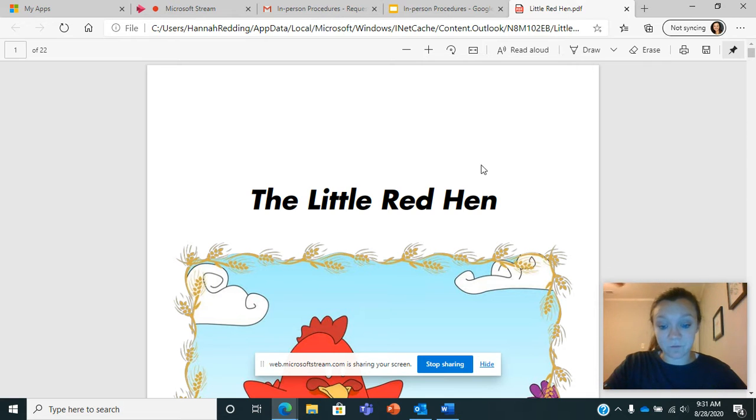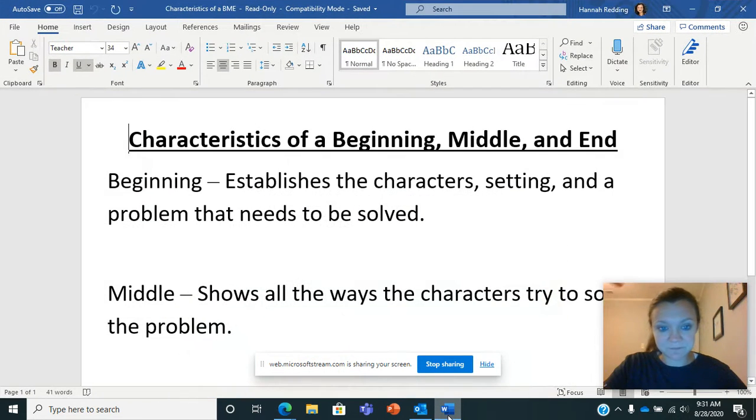Let's take a look at one of our charts. This page is going to tell us what things you can learn when you're reading a story in the beginning, the middle, and the end. So, here it says beginning. Read that word with me, class. Beginning. Good. In the beginning, it establishes, that means it shows you the characters. Say characters. Good.